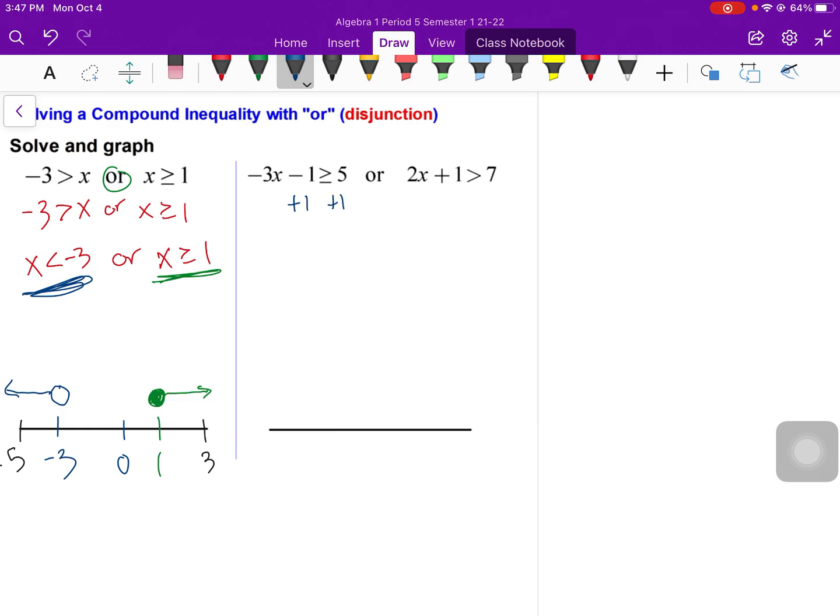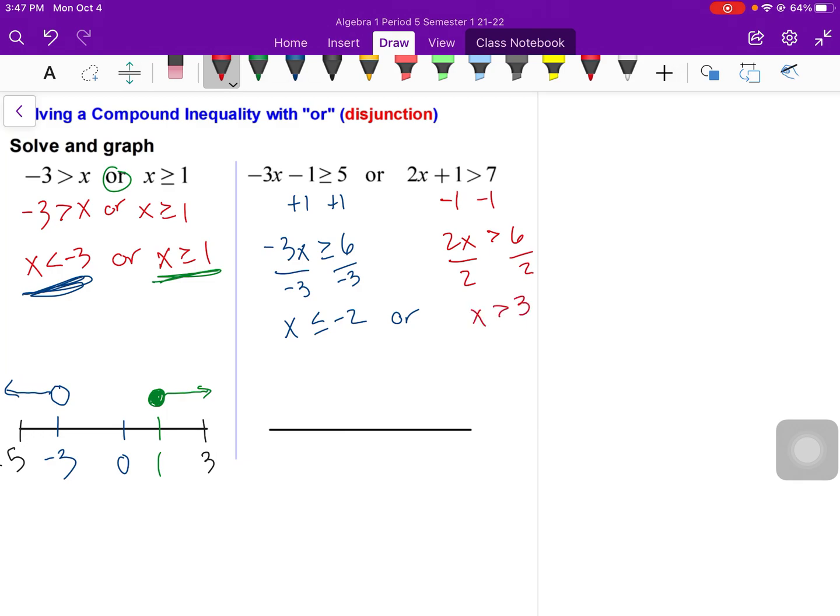Now over here, we add 1 to both sides. -3x is greater than or equal to 6. Divide by -3. When we divide by a negative, we have to flip that sign around. After I solve that, I immediately write an or, so I don't forget to come back and do this other one, where 2x is greater than 6. So x is greater than 3. So I've got a -2, and I've got a 3. I need a number between there, which, well, a number between there, I'll put a 0. It's going to be a little bit closer to -2.